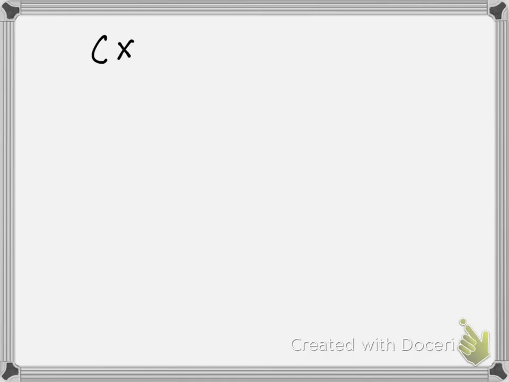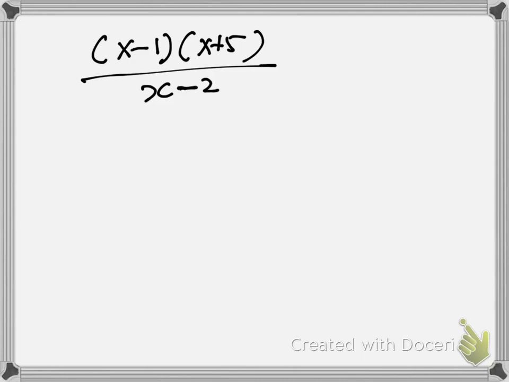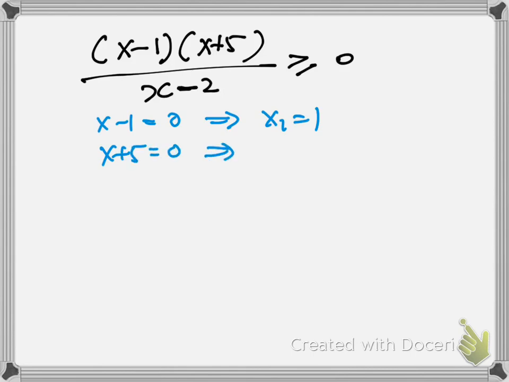So solve x minus 1, x plus 5 divided by x minus 2 greater than or equal to 0. How many zeros do we get from 3 linear factors? 3 zeros, right? So x minus 1 is 0 gives us x1 is 1. x plus 5 is 0 gives us x2 is -5. x minus 2 is 0 gives us x3 is 2. When you solve inequalities, you use the same linear zeros in the numerator and denominator.